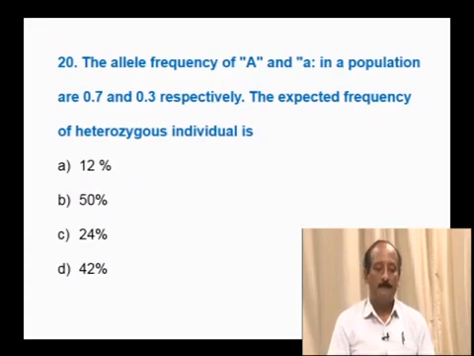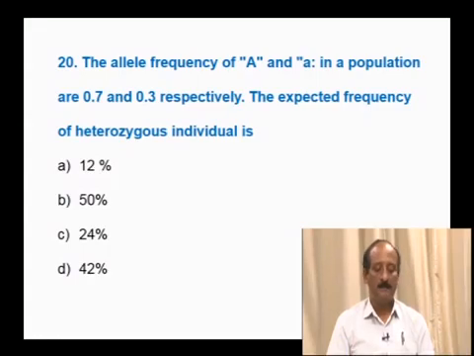Question number 20. The allele frequencies of A and small a in a population are 0.7 and 0.3 respectively. The expected frequency of heterozygous individuals is 12%, 50%, 24%, 42%.